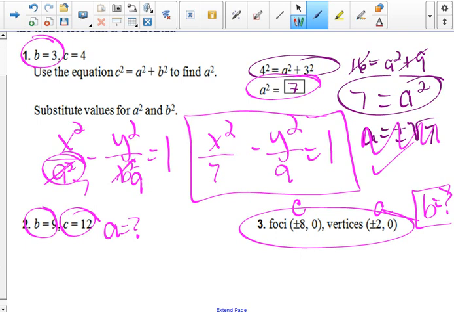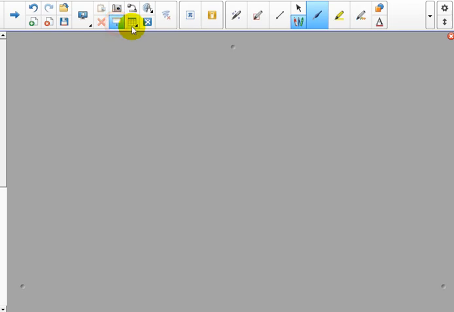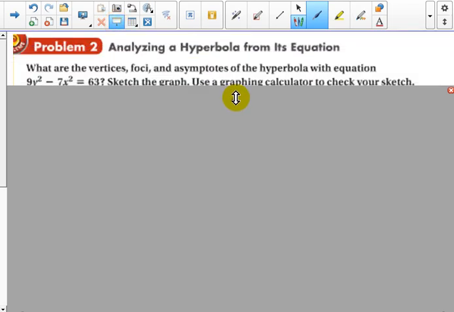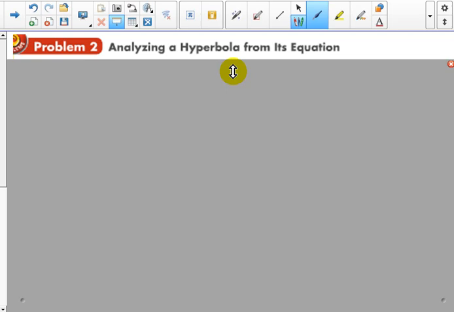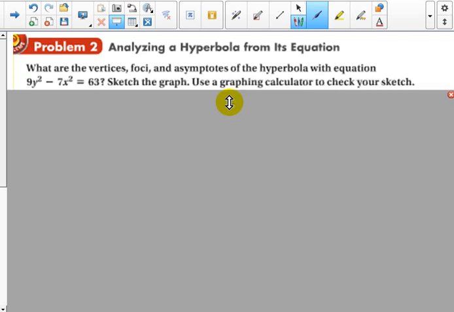Any questions? Okay, let's move on to the last problem. You might end up with a little extra time. Okay, problem 2, analyzing a hyperbola from its equation. Now what are the vertices, the foci, and asymptotes of the hyperbola with the equation 9y squared minus 7x squared equals 63. So now we get this long equation like we did in another assignment, and I bet you already know what to do.